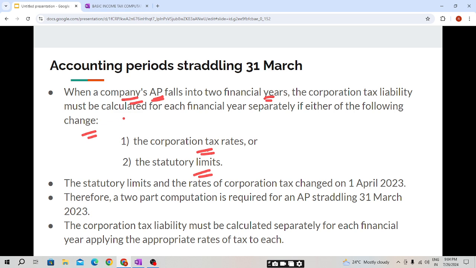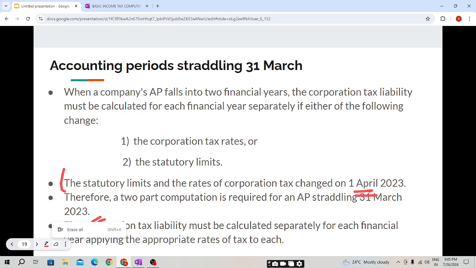If there is a change in corporation tax, as we have seen for the financial year 23, the rates have changed and the statutory limits also changed when compared to the previous financial year. The statutory limits and the rates of corporation tax change on 1st April 2023. Therefore, a two-part computation is required for an AP straddling 31st March 2023.